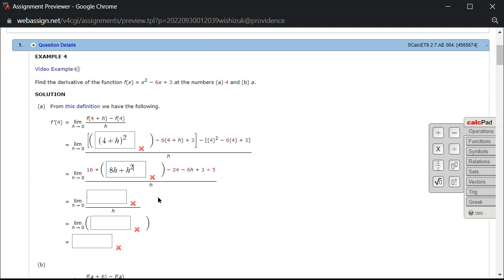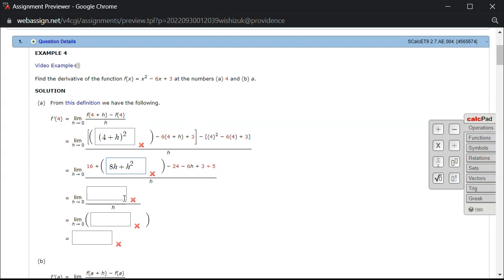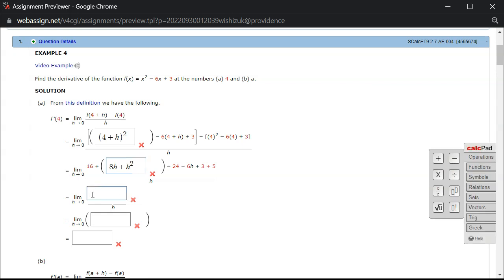All right, so we got that, and then if you simplify, you have an h squared left over, so I'm going to put that. And then the h term would be 8h minus 6h, so it's going to be 2h. Then you have 16 minus 24, which is negative 8, and plus 3 plus 5, so they all cancel out. So you just get that.